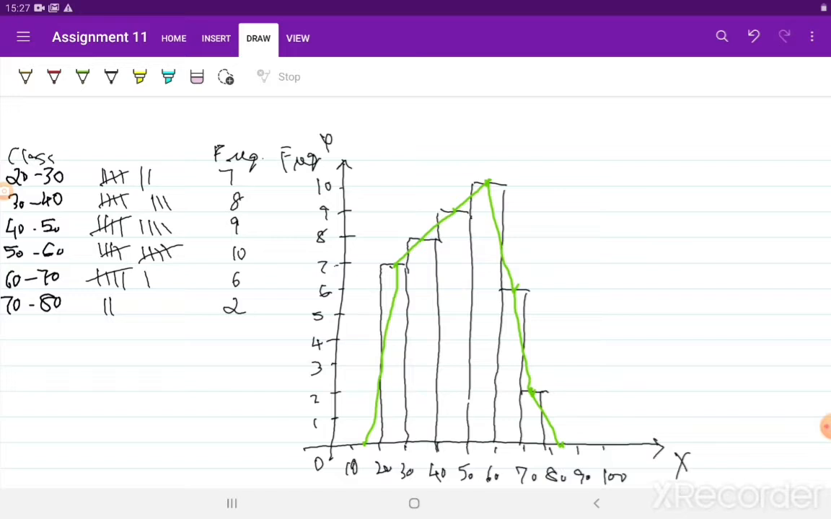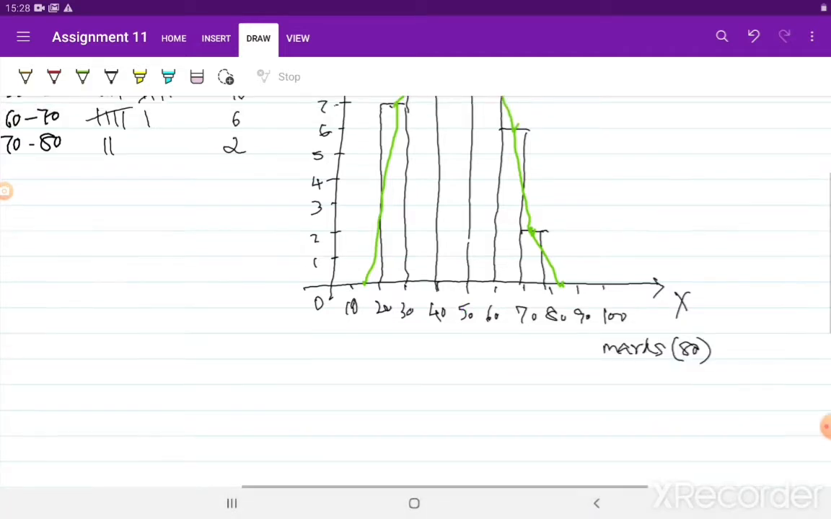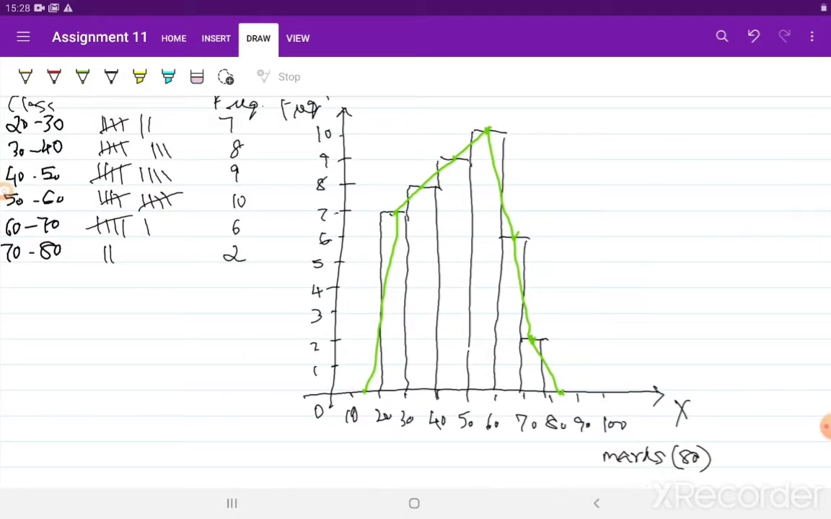So if the histogram is not given and you're directly plotting the frequency polygon, against 25 you're going to mark 7. Against 25 on the x-axis, mark 7. Similarly, against 35 on the x-axis, mark 8. Against 45 on the x-axis, mark 9, and so on.